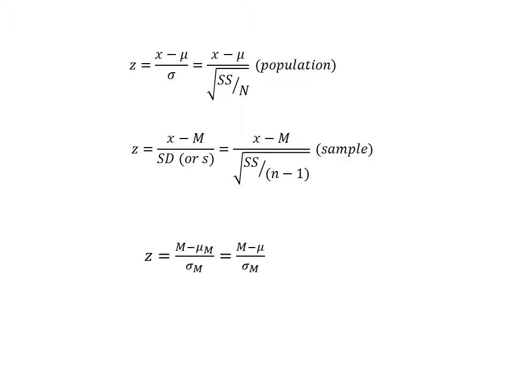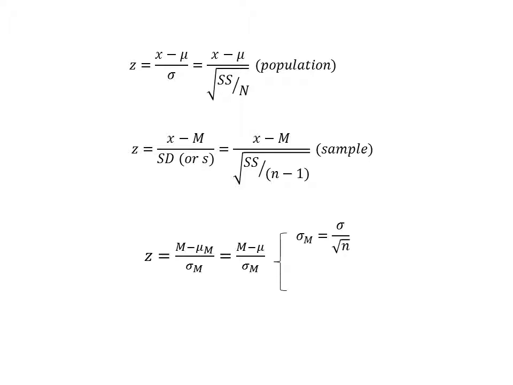In Chapter 6, we learned about sampling distribution. Sampling distribution is approximately normal, so we can convert a sampling distribution to a z-transformation. And in sampling distribution, the standard deviation is called standard error of the mean, and it is the denominator in this formula. The mean of the sampling distribution equals the population mean, so we can substitute the mean of the sampling distribution with the population mean.